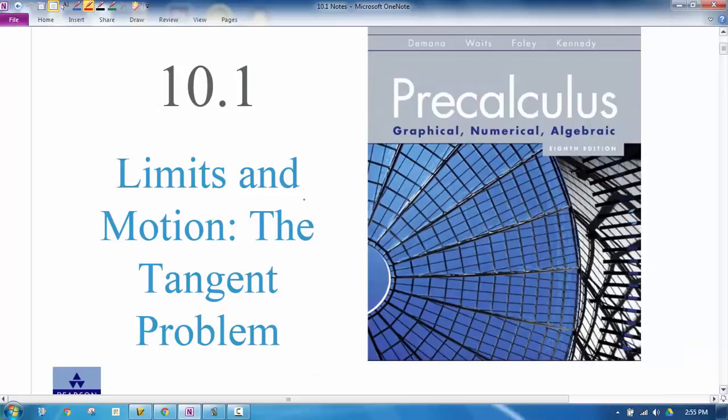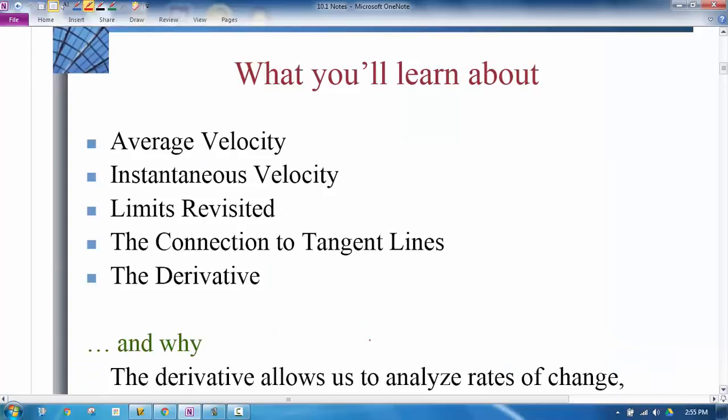Okay, the next section is 10.1. We're going to do limits and motion. We'll do average velocity, instantaneous velocity, and we'll look at limits. We'll draw the connection to tangent lines and the derivative.